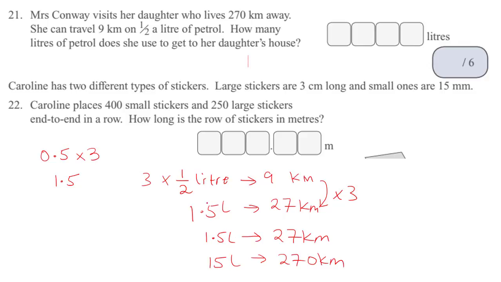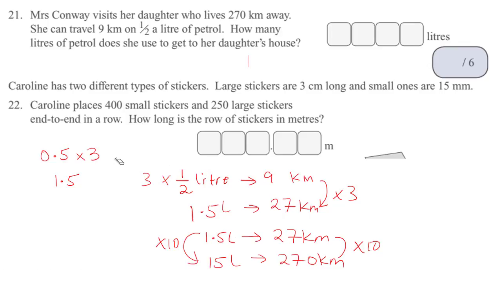How did you get that? Half a liter is 9 kilometers. If you times this one by 3, you would get 27. So make sure you times that by 3 as well, which gives 1.5. So 27 goes into 270 10 times. So you just times this one by 10. If you times the distance by 10, you got to times the amount of petrol by 10 as well. And that gives you 15 liters. Okay, so the answer is 15 liters.